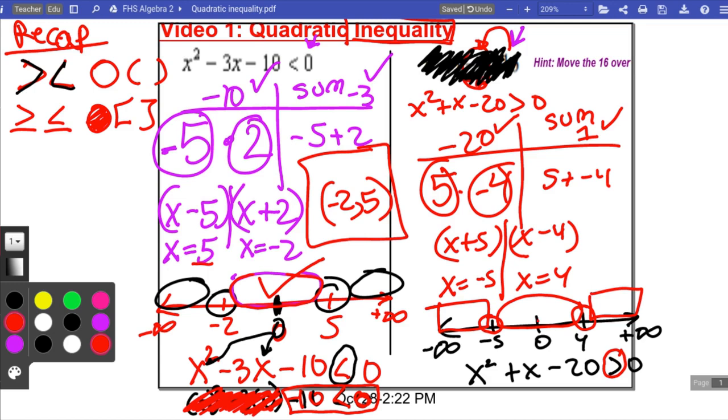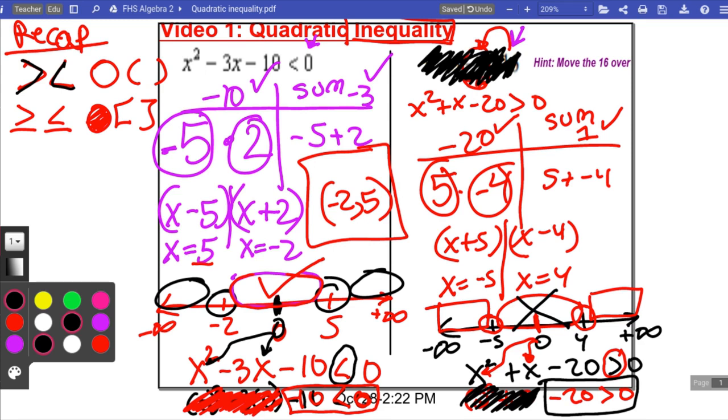So let's test this one. Always start with 0. If I plug 0 in, 0 squared plus 0 minus 20, the zeros are gone and we are left with this. Is negative 20 greater than 0? No, that's not greater than 0. So you put a big X in the middle. The solutions cannot be in the middle. It has to be on the outside.